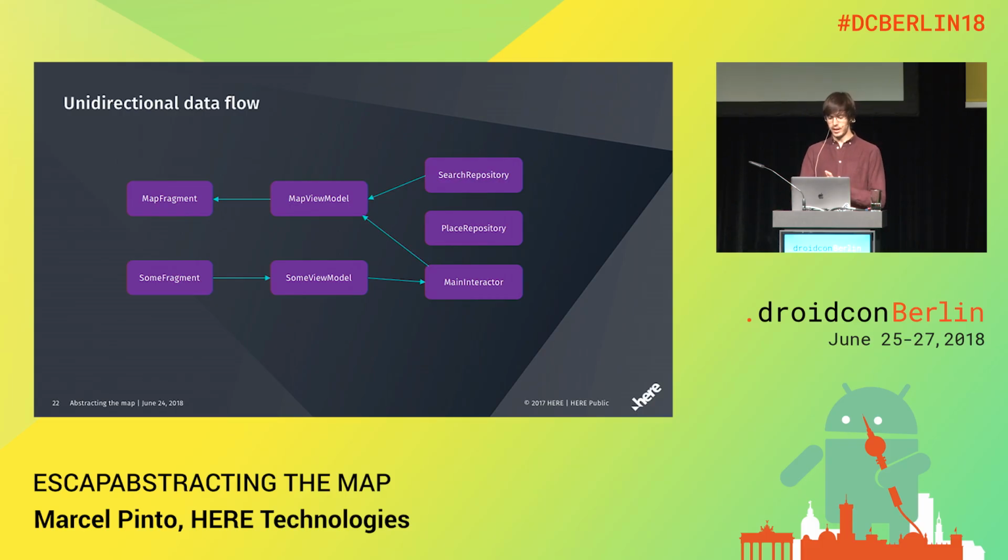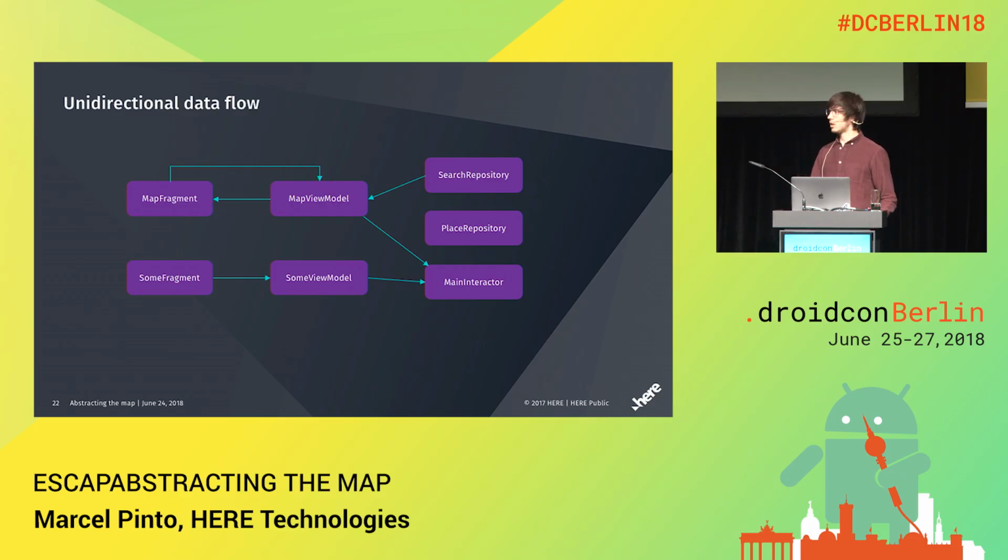And finally, in this flow, we are missing the other way around. When something actually modifies the map fragment, this is simple. We just go to the map view model, and the map view model forwards it to the interactor, so the interactor can notify other classes that might be affected. So hiding a view, showing a view, etc.